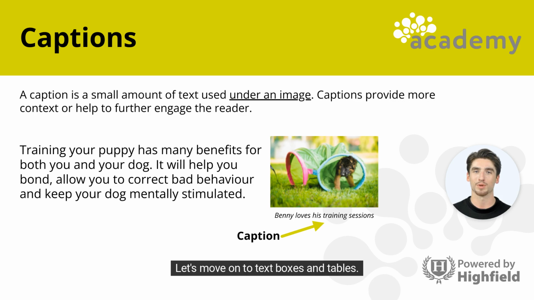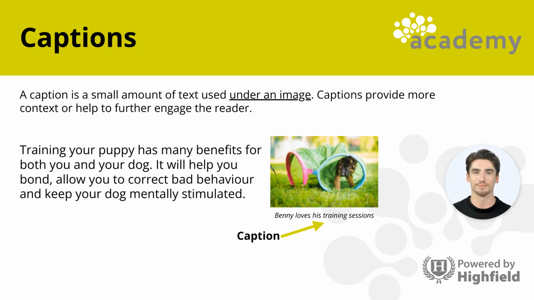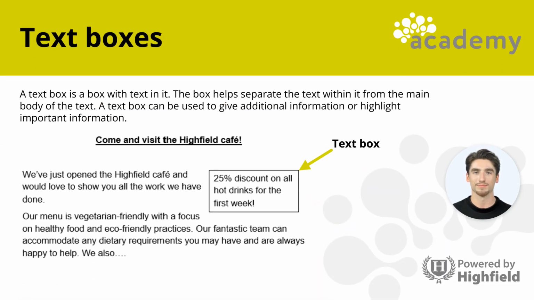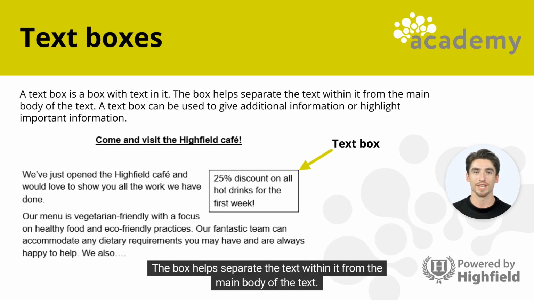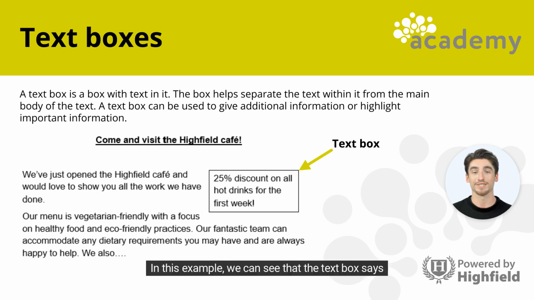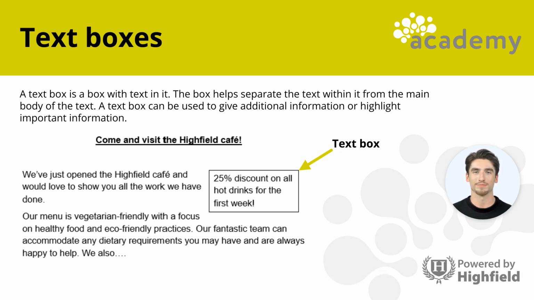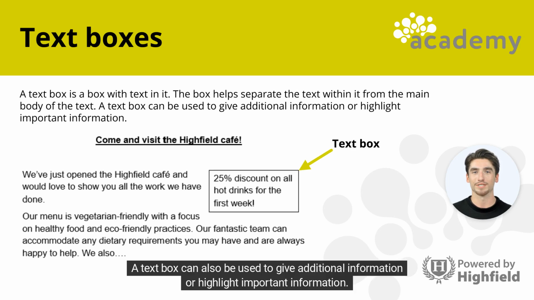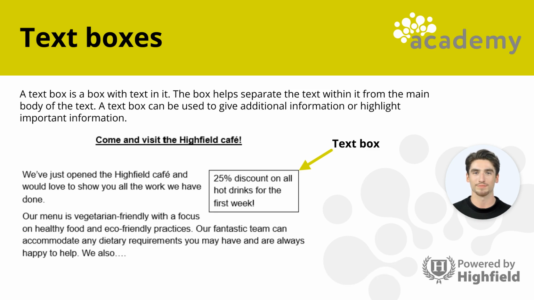Let's move on to text boxes and tables. A text box is simply a box that contains text. The box helps separate the text within it from the main body of the text. In this example, we can see that the text box says, 25% discount on all hot drinks for the first week. This stands out to the reader and may make them want to read the body of the text to find out more information. A text box can also be used to give additional information or highlight important information.